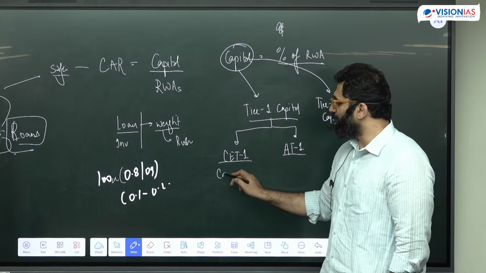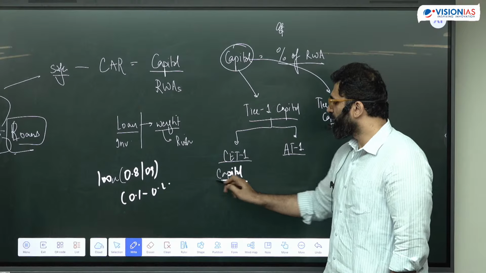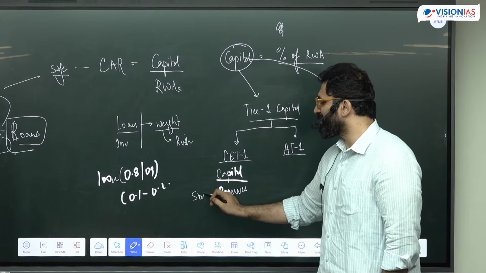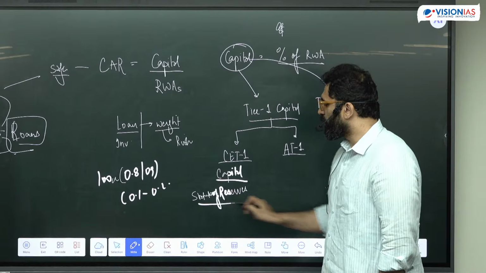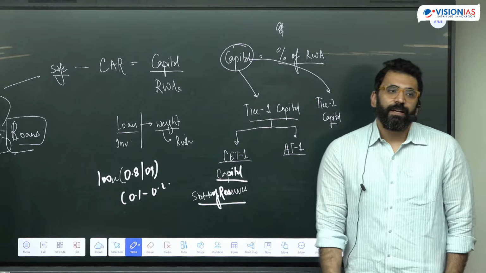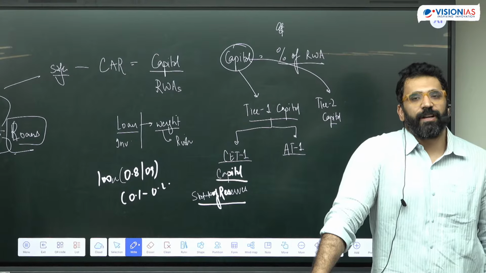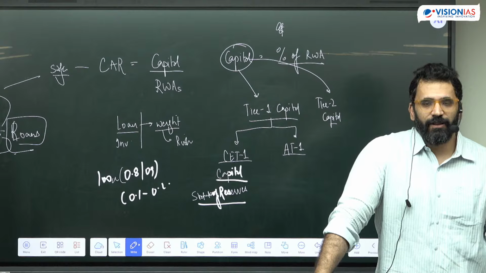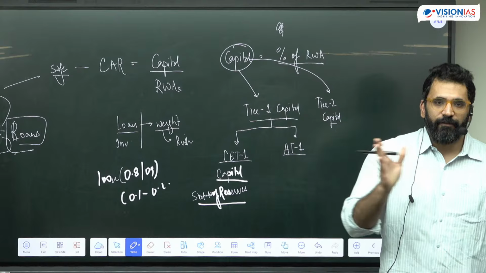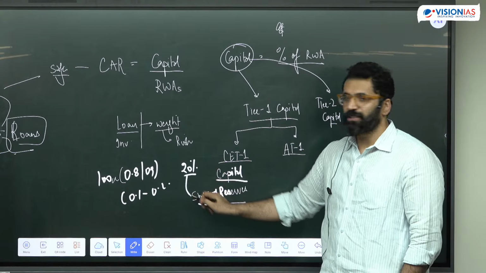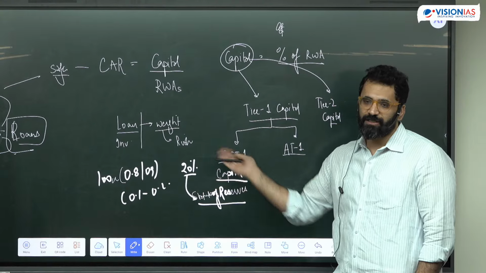It includes the capital of the bank and it includes reserves, especially the statutory reserves. Now what are these statutory reserves? Section 45 or I think section 25 of the RBI Act 1934 says every bank has to put 20% of its profit in its reserve till the time reserves match its capital.